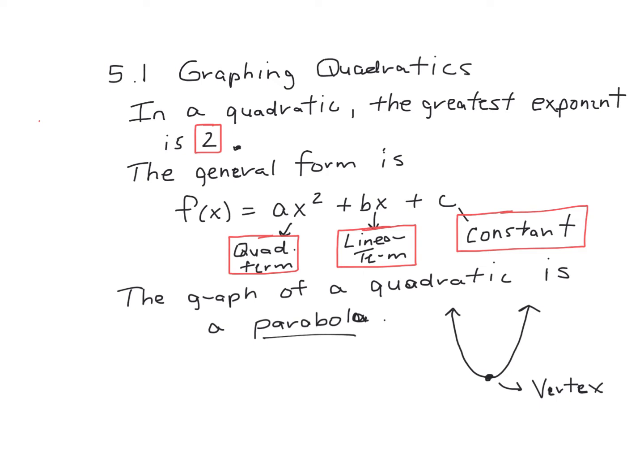Just some terminology there. The graph of the quadratic is a parabola, which we know is U-shaped. Some important parts of this parabola, this point here is the vertex. You can see it goes up from there, so we would also call this the minimum value, which would be the y-coordinate of that vertex. And then we also have an axis of symmetry that will run right down the middle of this parabola. So this is called the axis of symmetry.